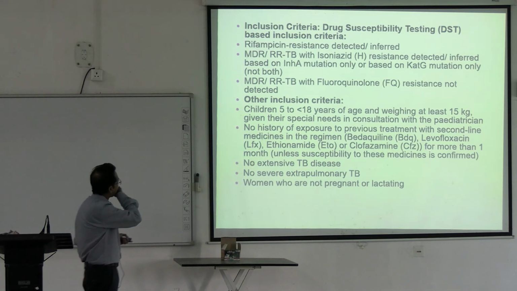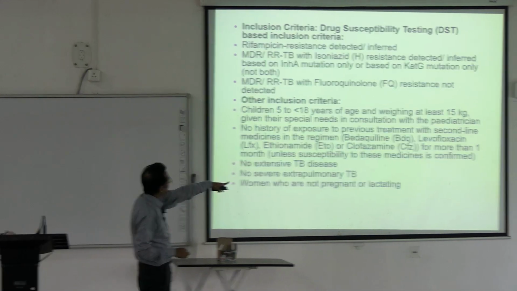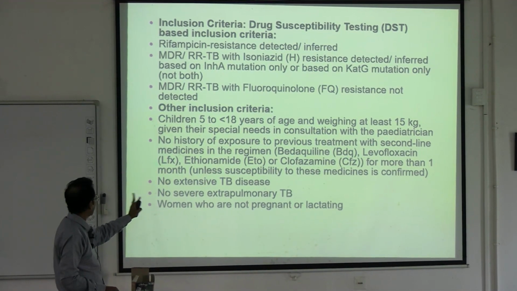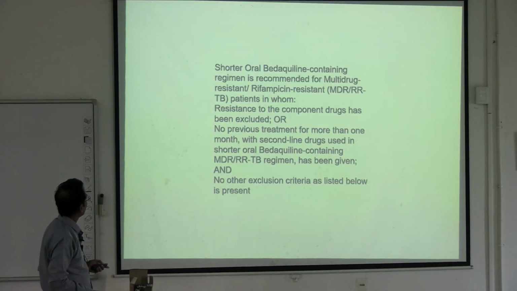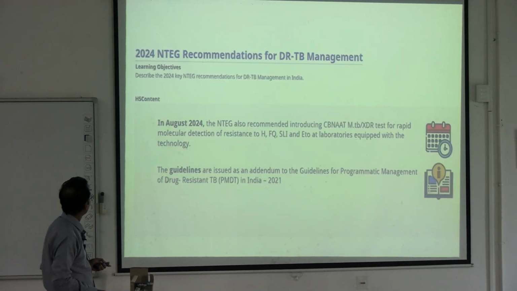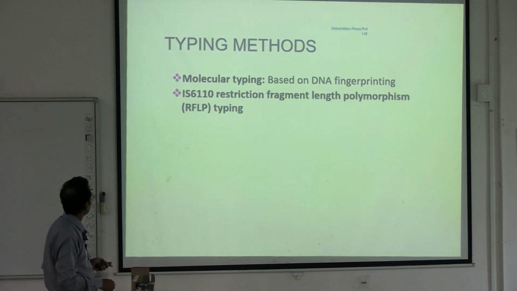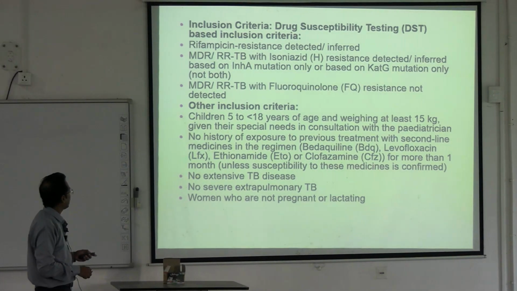Other inclusion criteria: children 5 to less than 18 years of age, weighing at least 15 kg, with no history of exposure to previous treatment. The regimen is bedaquiline, levofloxacin, ethionamide or clofazimine; previous treatment for more than 1 month has not been taken. No extensive TB disease. Already mentioned. So these are the treatment methods.